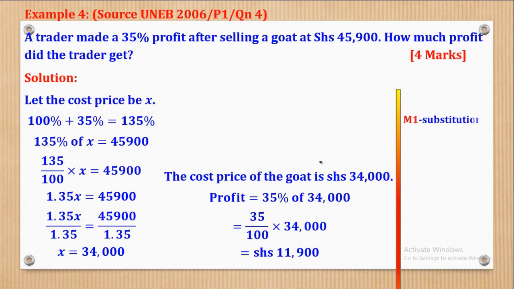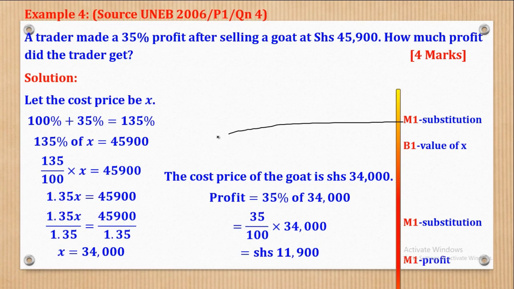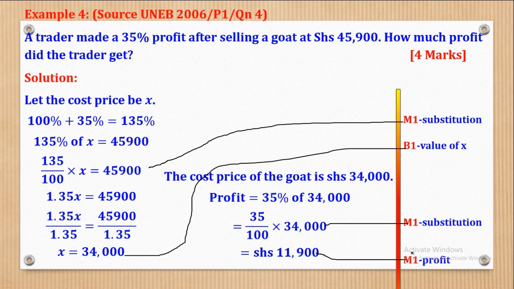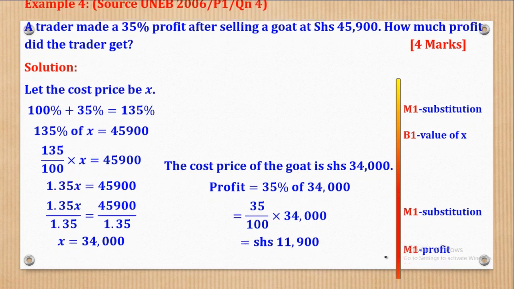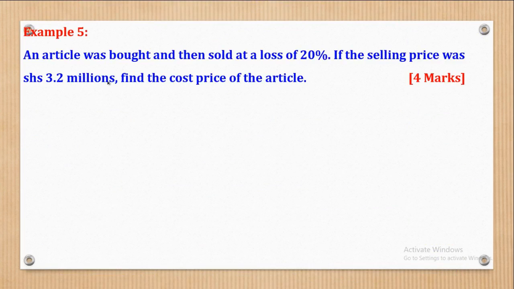So basically that's what they wanted, and now let's see how much can be awarded. So this M1 is for substitution, is given at this step, and B1 is given for getting the value of X, which is that. Then M1 is got at this step, substitution, and this was supposed to be A1, to be the profit. So basically that's how the marks could come about. So now we shall go to example 5.